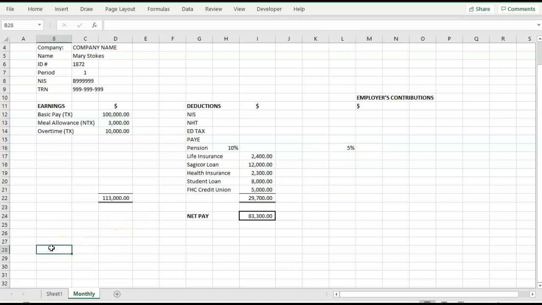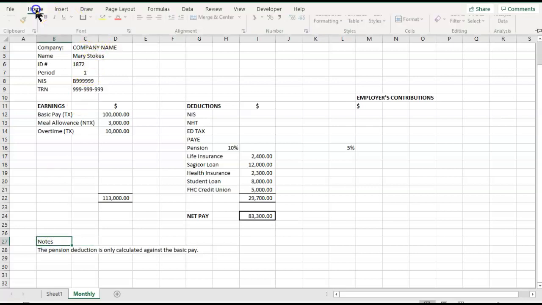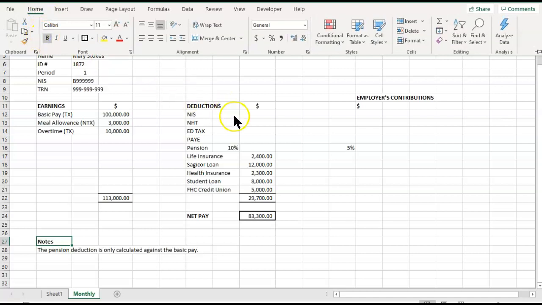So I'm going to put a note here that the pension deduction is only calculated against the basic pay. So no matter how much overtime you work, it will not alter or change what your pension deduction is. That is my first note. Okay, we're moving on.